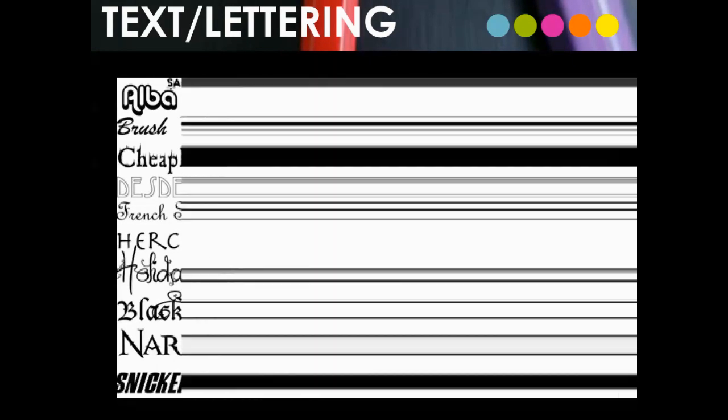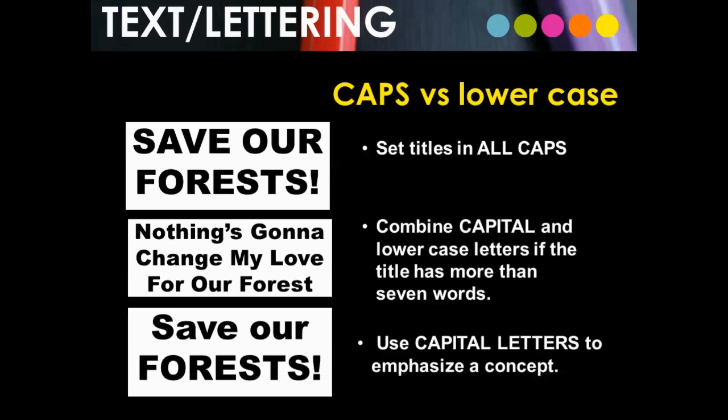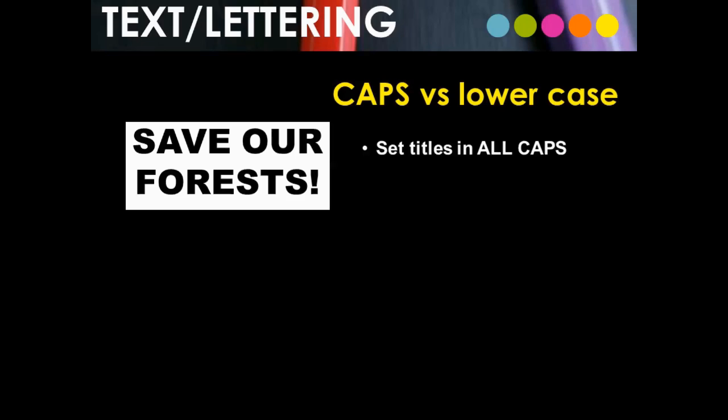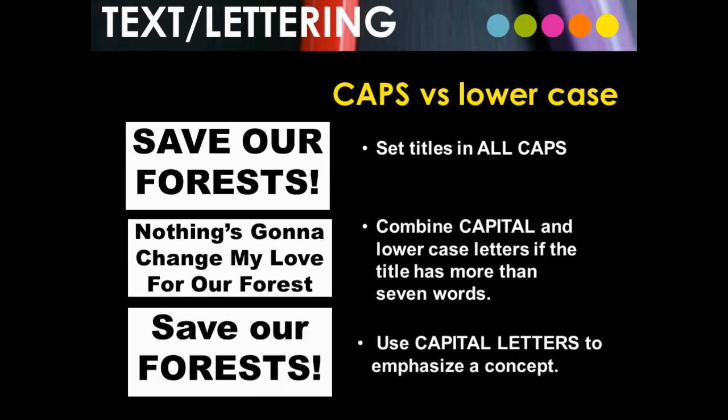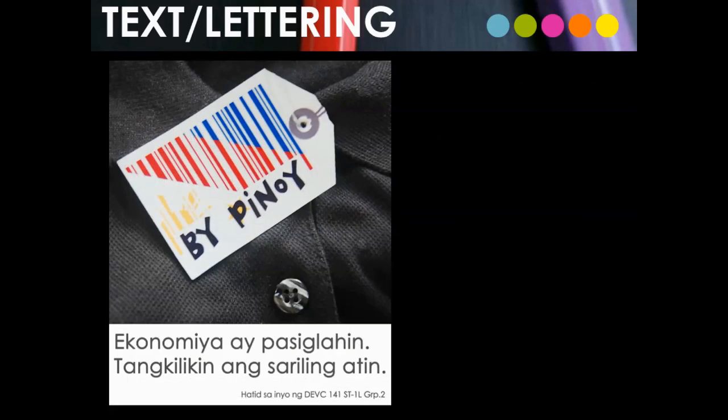The next factor that affects legibility is the use of capital and lowercase letters. Here are some tips on the use of proper casing of letters. First, set titles in capital letters. Second, use capital and lowercase letters if the title has more than 7 words. Third, use capital letters to highlight a concept. For subtitles, captions, or labels, combine capital and lowercase letters, like in this example.